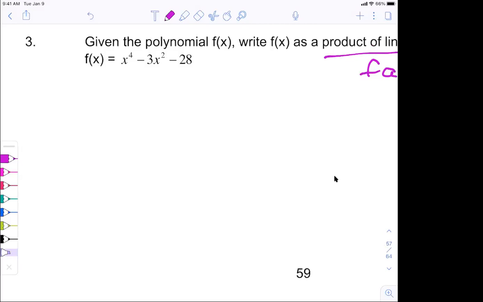AC grouping. Yeah, thanks, Jenny. So we can use AC grouping. This is in that form. Generally, we talk about it as ax squared plus bx plus c. That's that trinomial pattern. So there's 3 terms in that quadratic pattern. The only difference is that this is x to the 4th, but it's still in that trinomial pattern.